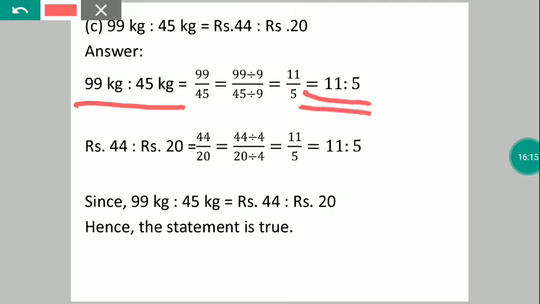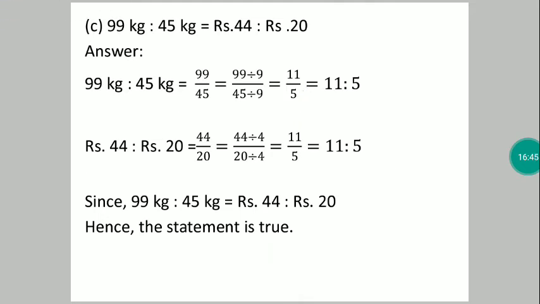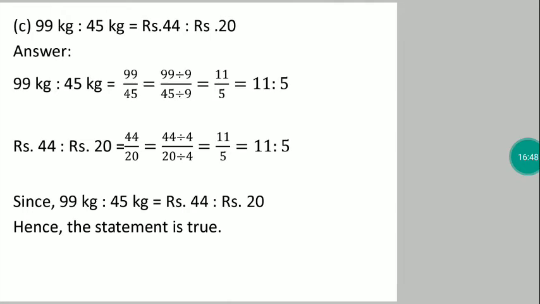Now rupees 44 is to rupees 20, which is equal to 44 divided by 20. So divide numerator and denominator by the highest common factor of 44 and 20, that is 4. So 44 divided by 4 upon 20 divided by 4, which is equal to 11 by 5. So the ratio is 11:5. So both ratios are equal. So the given statement is true. They are the same. So the statement is true.